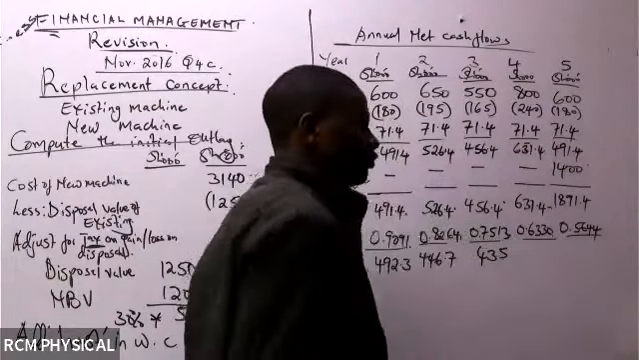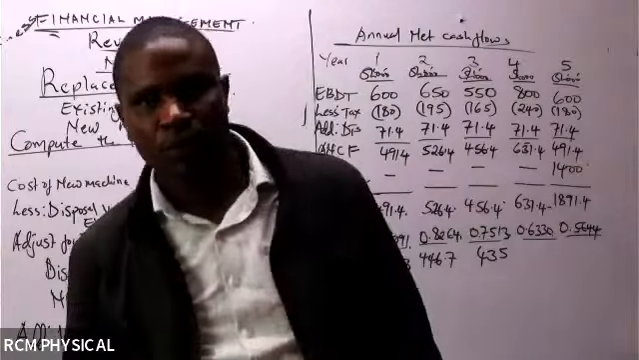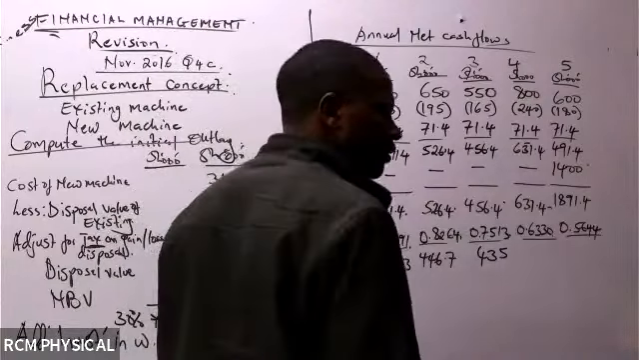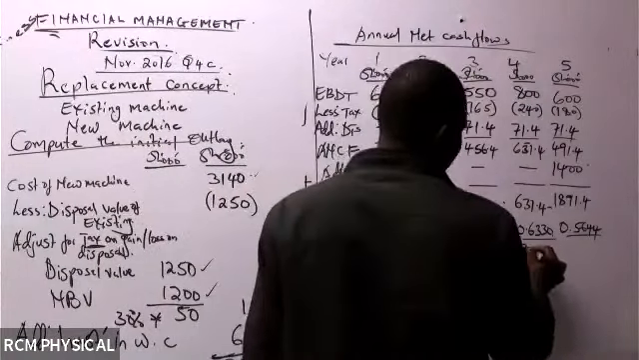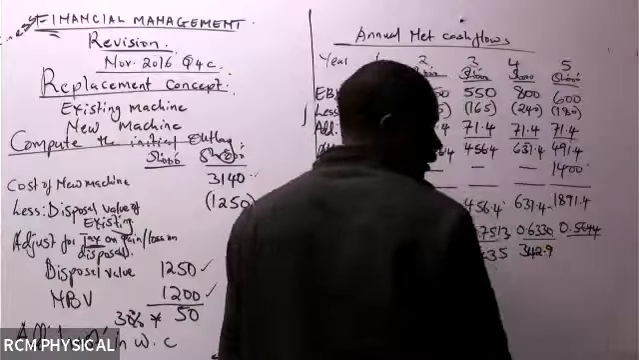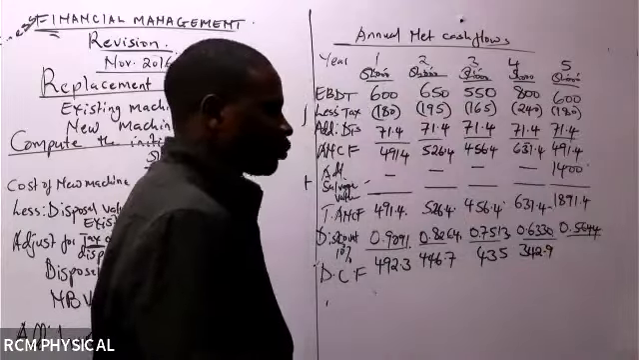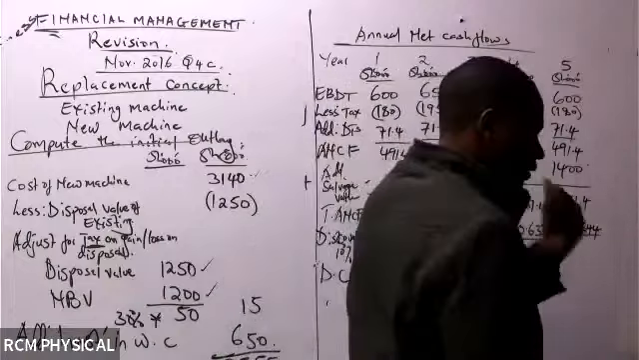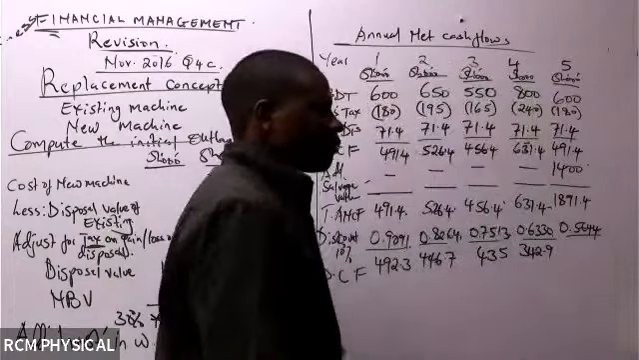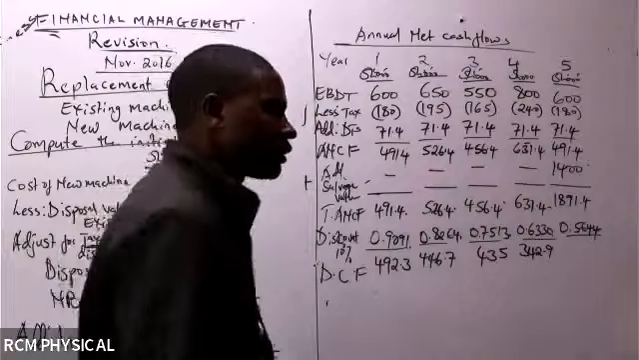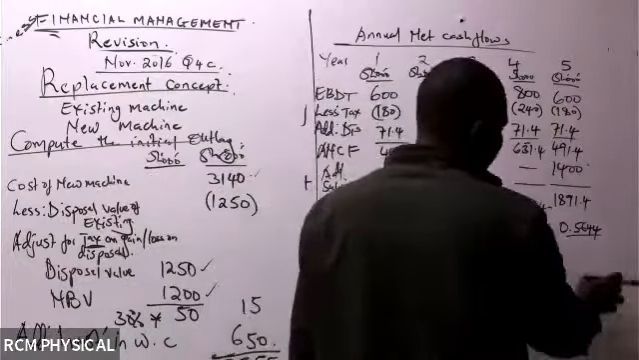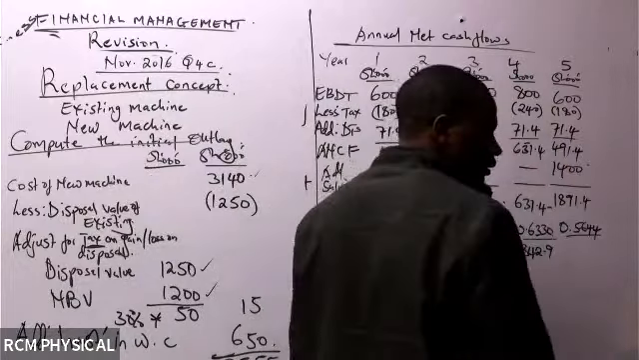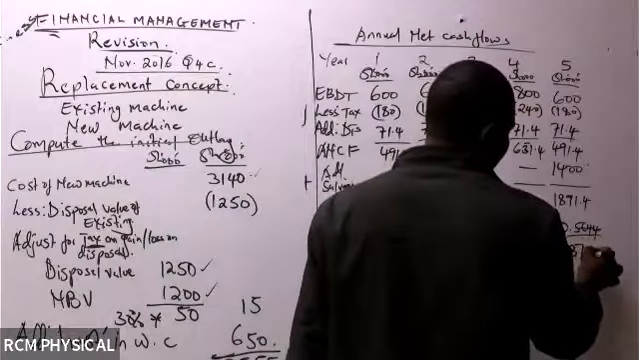Give me the total discounted cash flow. Total discounted cash flow in that equals to... The last one is happy. Give me the last one, so we wind it up. 1871.9.